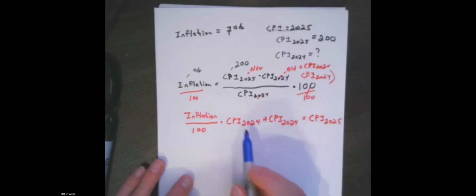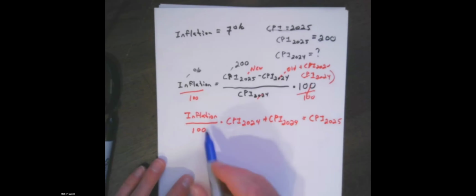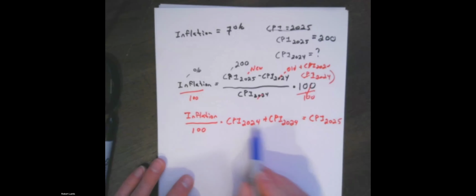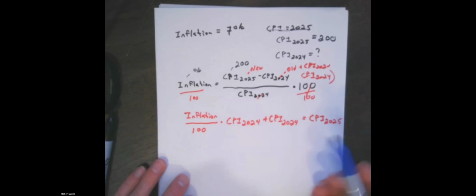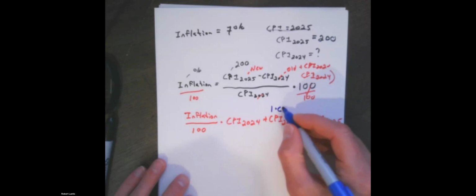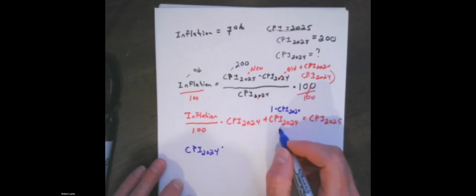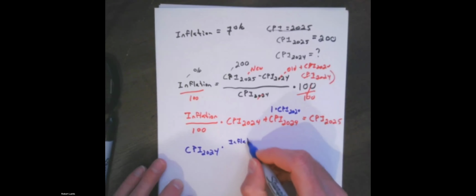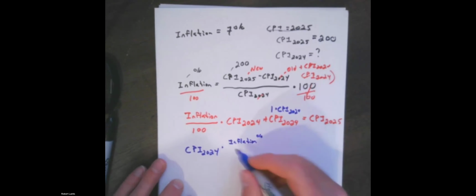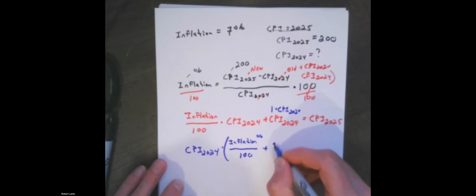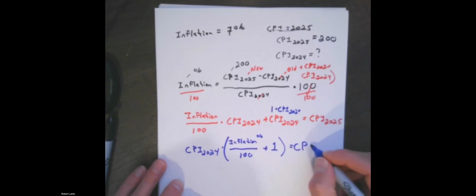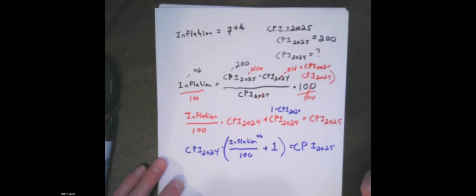The reason that's helpful is because now that I have all of CPI on one side, notice in both of these, I'm multiplying them by a common amount, because I could almost think about this as 1 times that CPI in 2024. So I could pull that out to the front. And what I'd be left with is my inflation rate I was given as a percentage divided by 100. Once I pull this out, all I'm left with is that value of 1. This should be equal to my CPI in 2025.